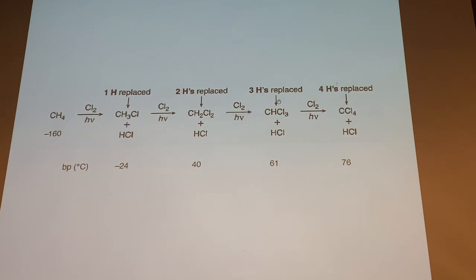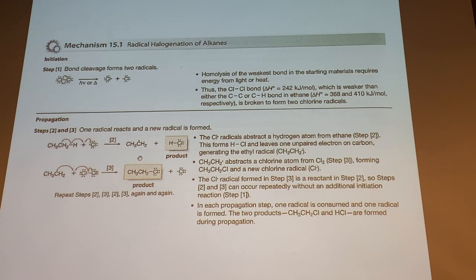But if we let it keep going here, we can replace 3 or even all 4 hydrogens to make carbon tet there. That's the highest boiling point. So it doesn't really matter industrially. Do this on ton scale and then just distill these all apart. And you've got multiple products to sell there. So that's often not a problem with the smaller alkanes.